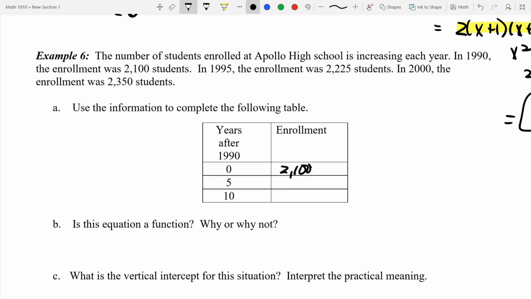And then in 1995, the enrollment was 2,225. In 2000, it was 2,350. So years after 1990, if it's 1995, it's been 5 years later, so that would be 2,225. If it's the year 2000, it's been 10 years, and that is 2,350. So we just filled in the table.